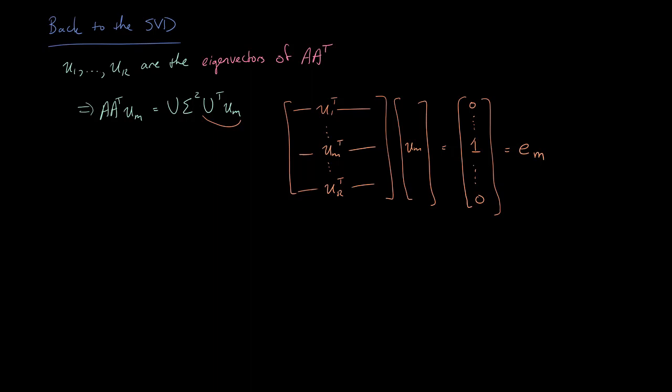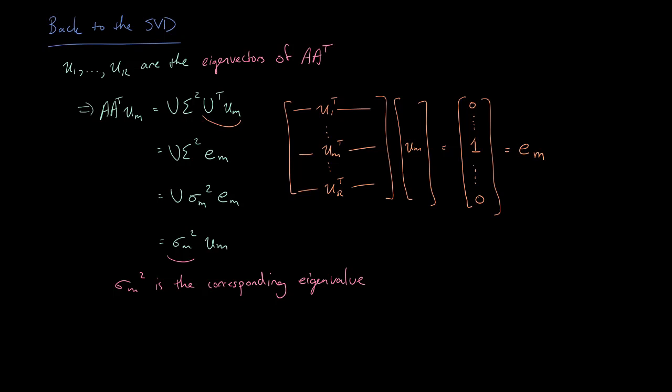So if we go back over here, we plug in e_m for U transpose u_m, and then we say, well, what is sigma squared times e_m? Well, that's just going to give us e_m back, but with the 1 replaced by sigma_m squared. So we can pull that sigma_m squared out front, and then we're left with U times e_m, which is just the mth column of U, or u_m. And so we've shown that u_m is indeed an eigenvector of AA transpose, and we've also shown that sigma_m squared is actually the corresponding eigenvalue.